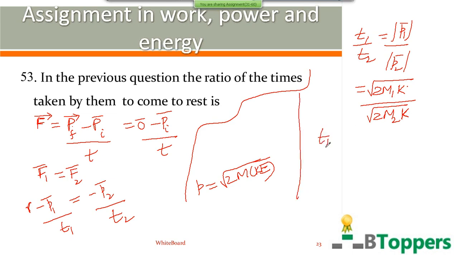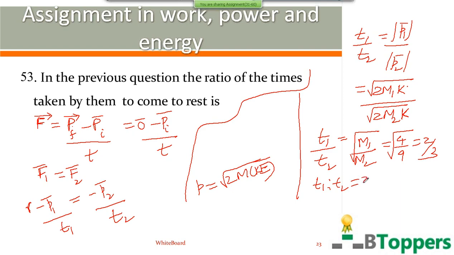So the ratio of the time taken by the two bodies to come to rest is equal to square root of the ratio of their masses. Ratio of the masses is given to be 4:9. So therefore ratio of the times taken to bring them to rest will be 2:3.